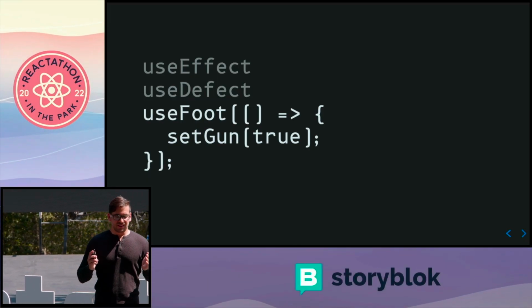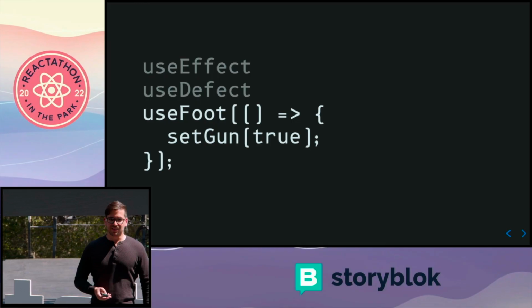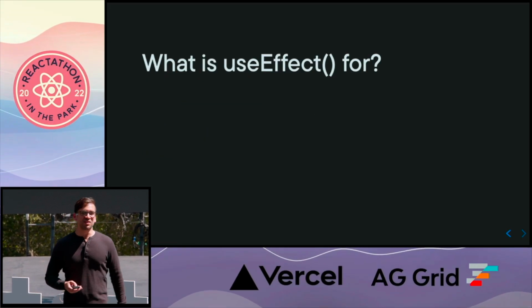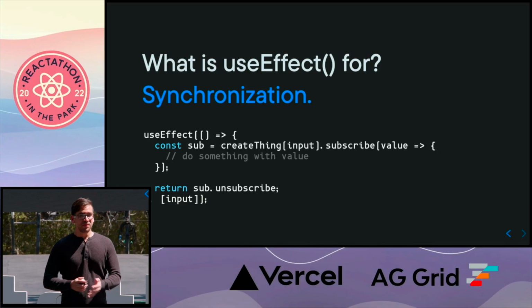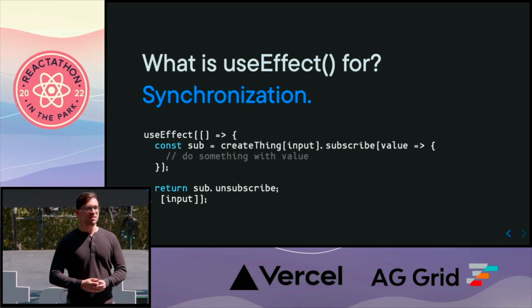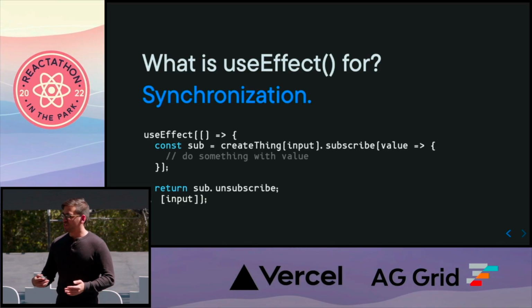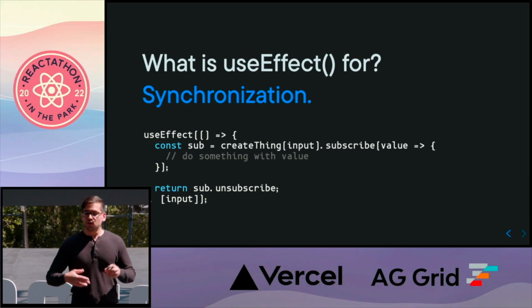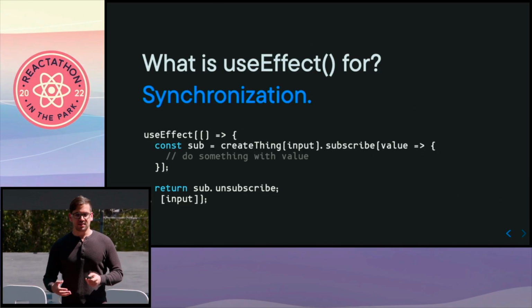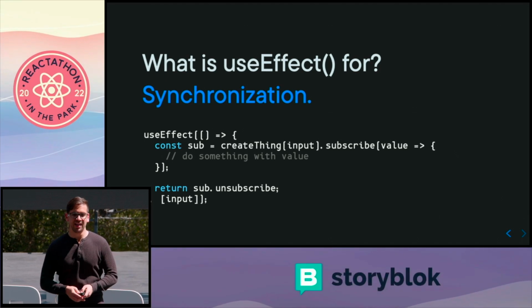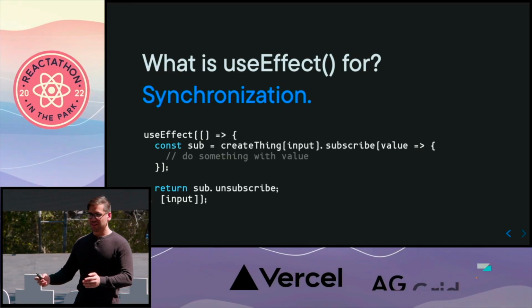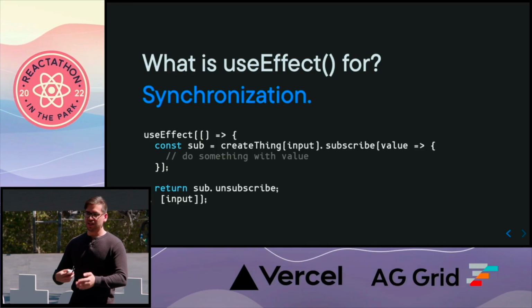So useEffect really feels like useDefect at this point, and also like a foot gun. So you're like, why am I using this hook? And what is useEffect really used for anyway? So the answer is useEffect is supposed to be used for synchronization. And I suggested that useEffect should really be called useSynchronize. You're supposed to use effect when you have something that you need to synchronize with.